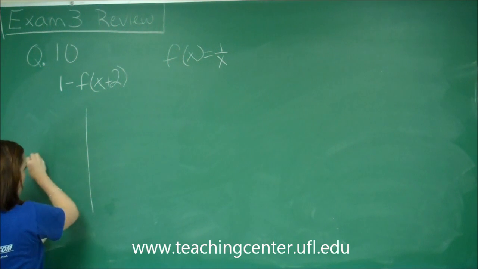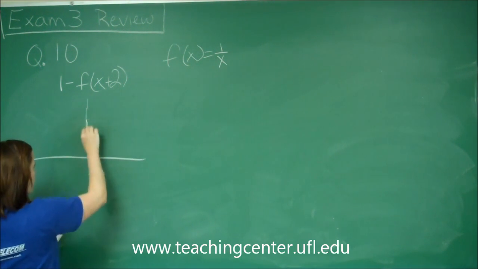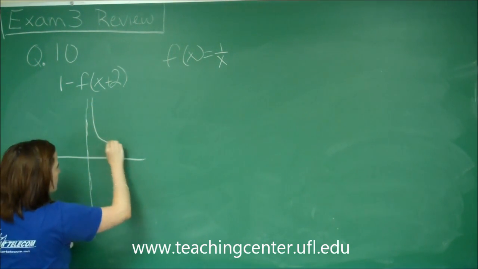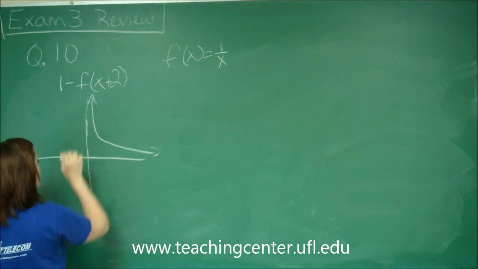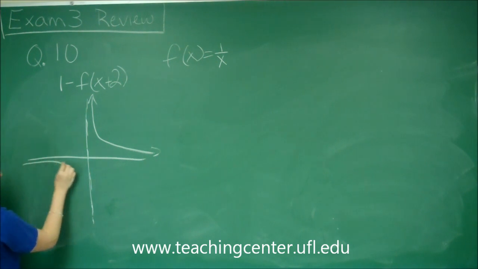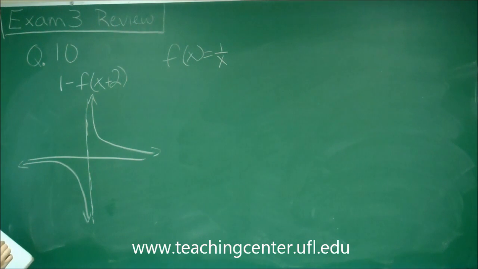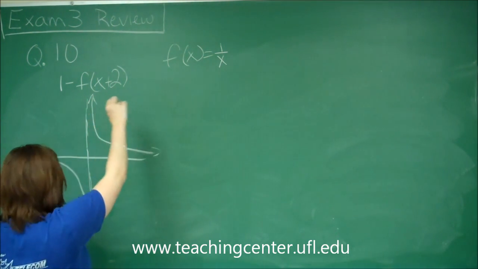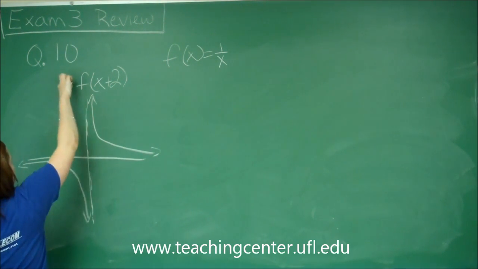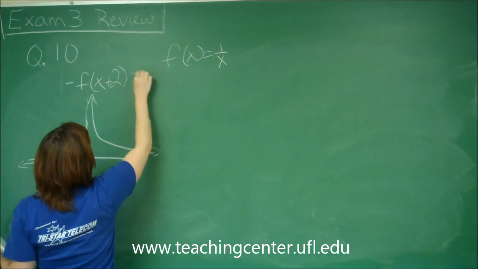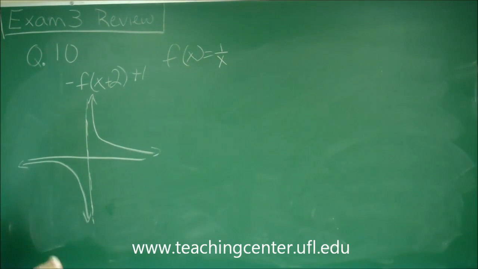So our first graph, 1 over x, we know we have a vertical asymptote here, x equals 0. It goes up and it comes down like this, and down like that. So that's our basic 1 over x graph. And then what this says, we can also rewrite this as negative f of x plus 2 plus 1, because then we always think of our vertical shifts at the end.